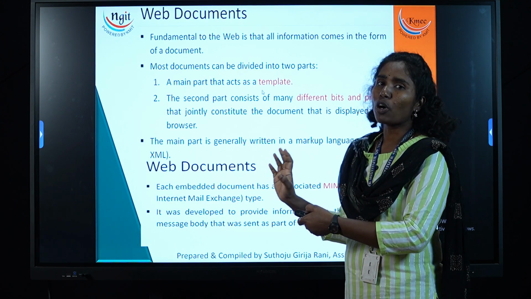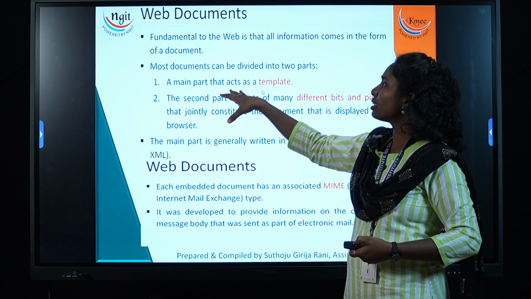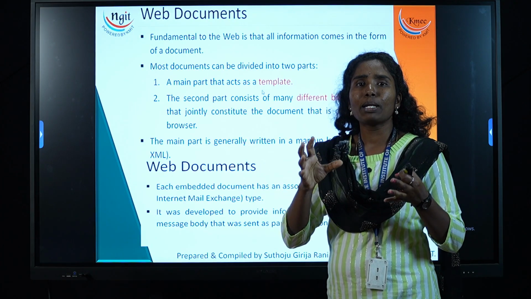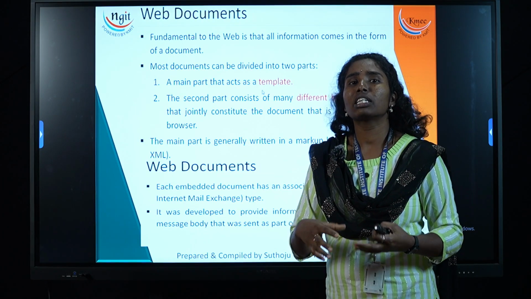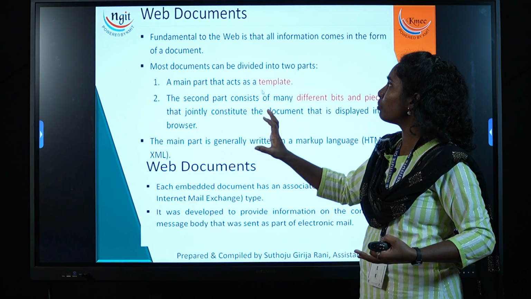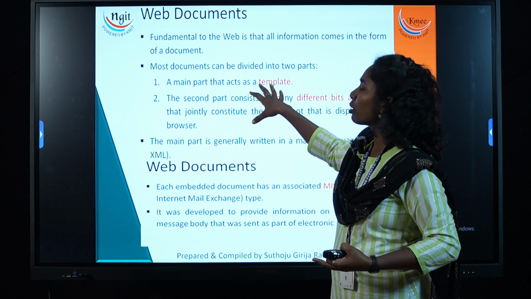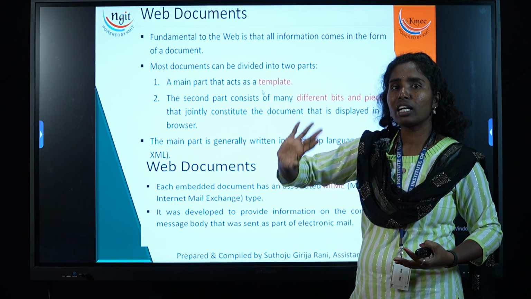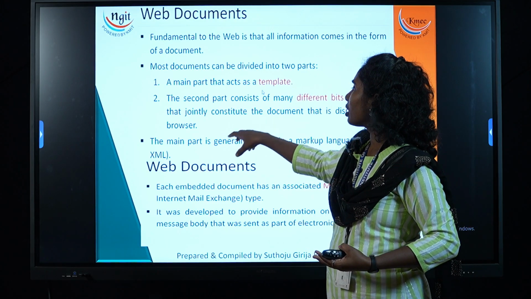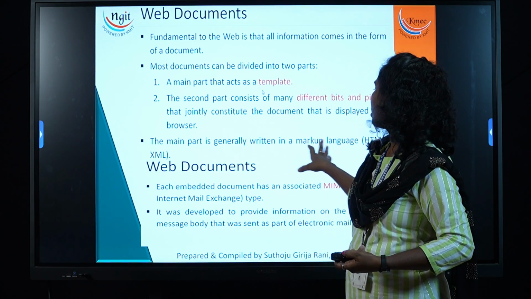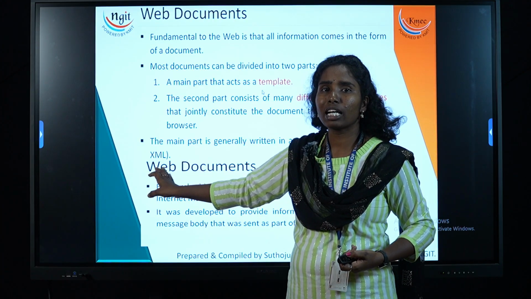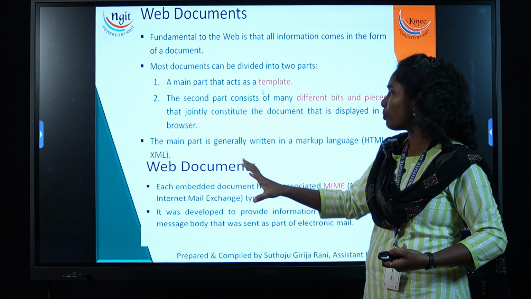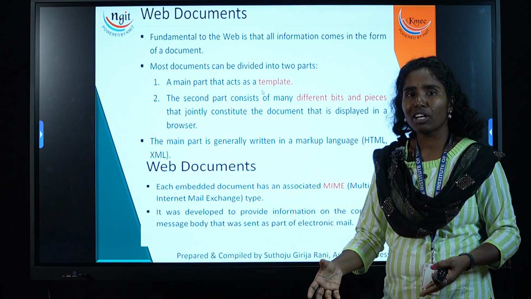Now, what is a web document first of all? A web document is nothing but the main content which a user is expecting will be available in the web document. A web document will have two parts, the body and also the template part. The main part will have all the HTML and XML content, and the next will be the body part, which is the exact content we are maintaining.